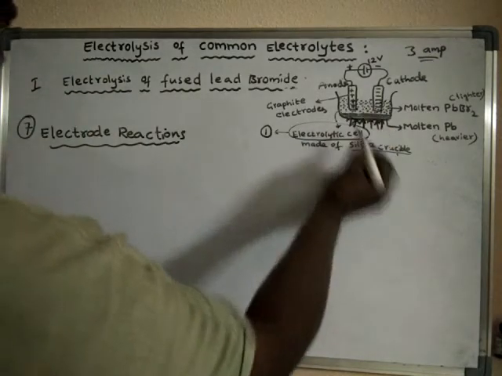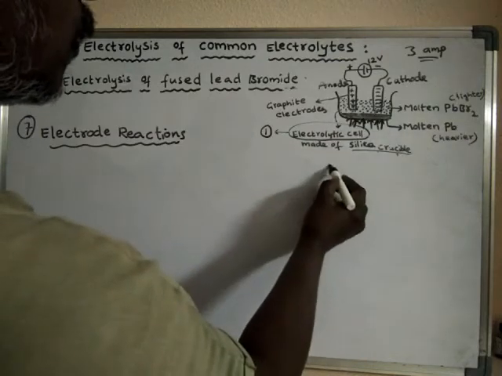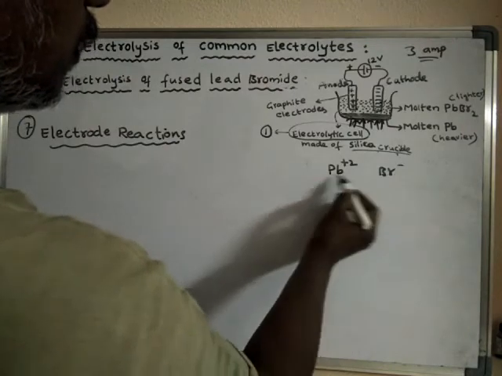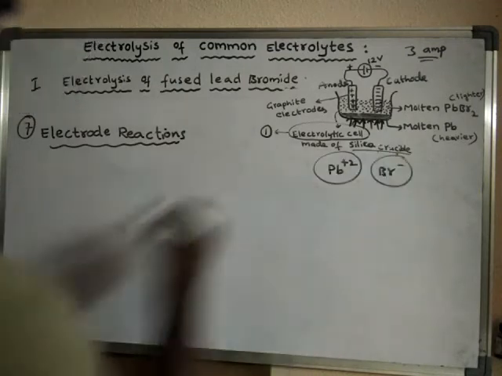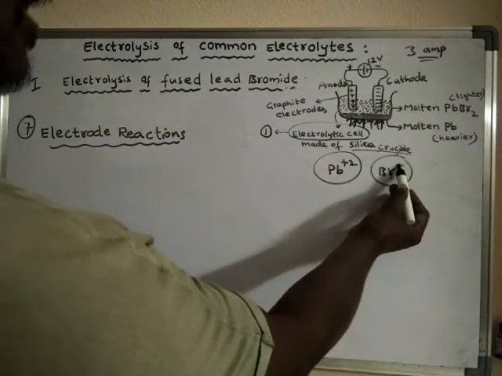What are the ions present inside this molten lead bromide? These two ions are present. One is a cation and another one is an anion. Remember that anion is always a negative ion.